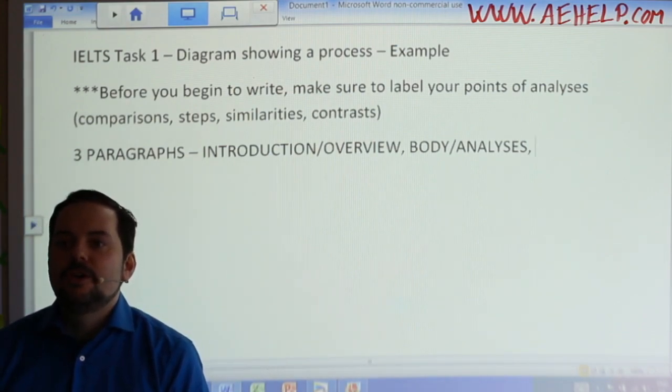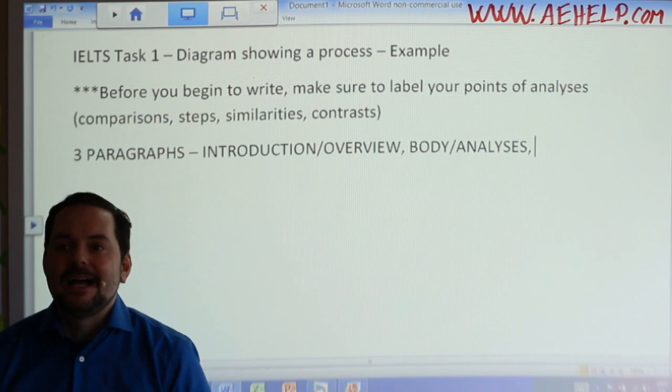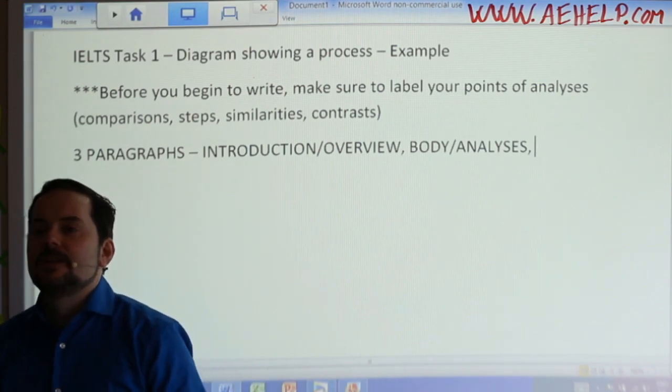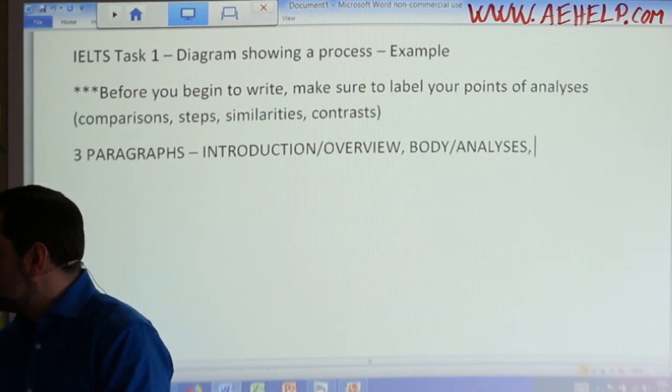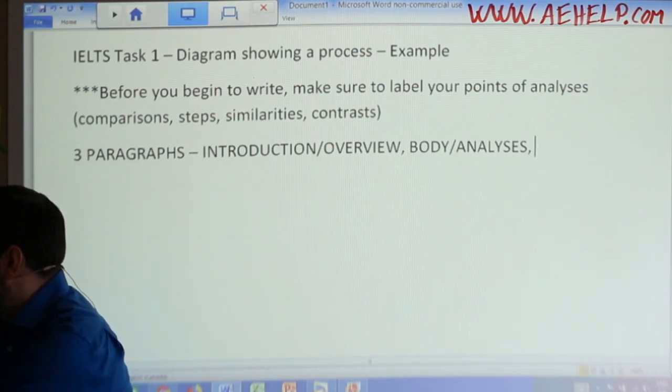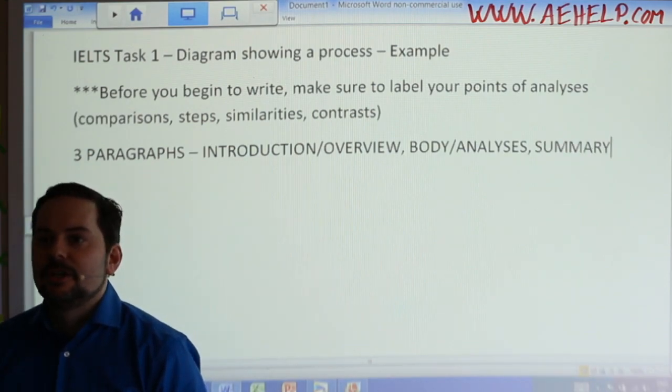Conclusion, yes, kind of. Conclusion is better for task 2 because in a conclusion you also include some take-home messages. So that's more for task 2. For task 1, it's called a summary. Okay, you summarize the information.